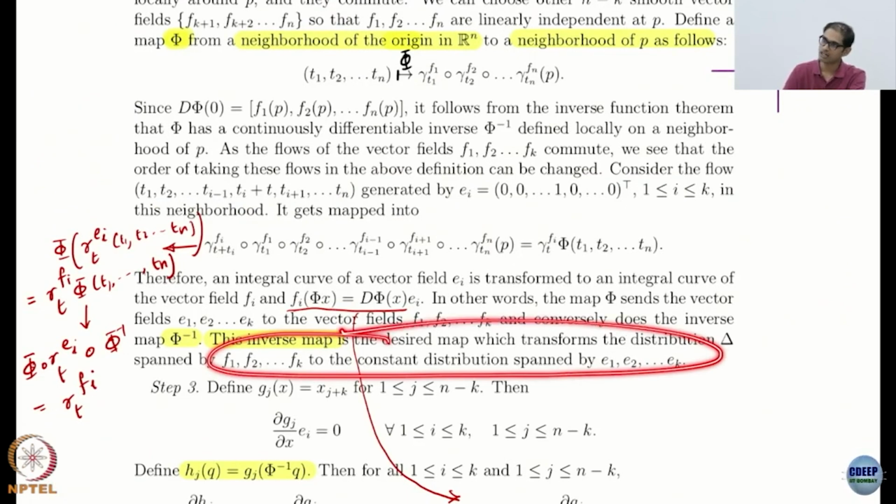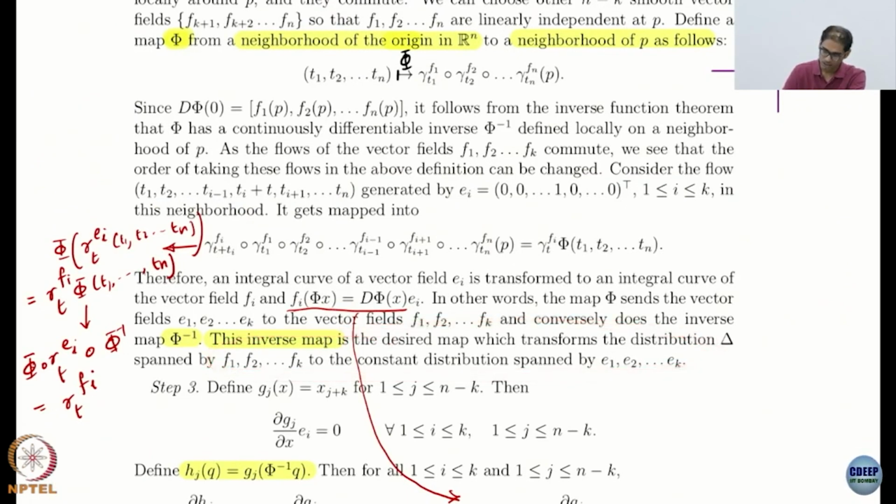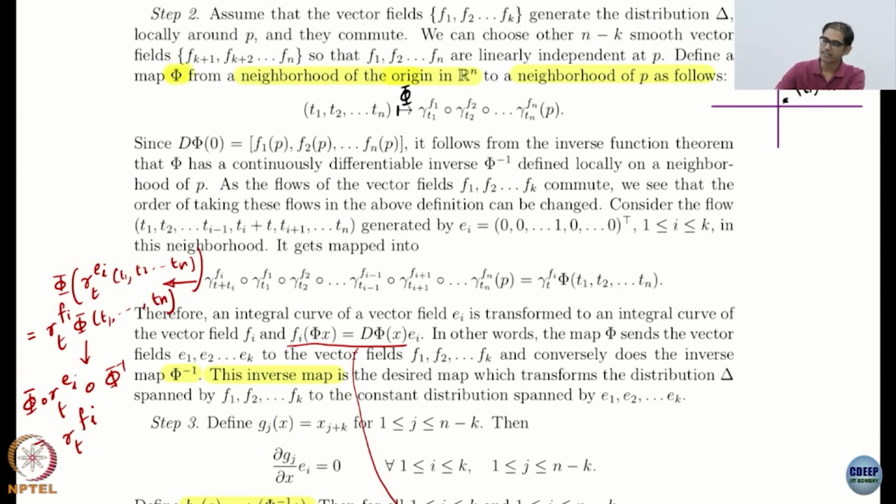If you look at just the last line of the second step, you can see f1 to fk are mapped to the constant distribution e1 to ek. And what this second step does is it actually comes up with the state transformation. You need a state transformation to go from the f1 to fk vector fields to the e1 to ek vector fields.